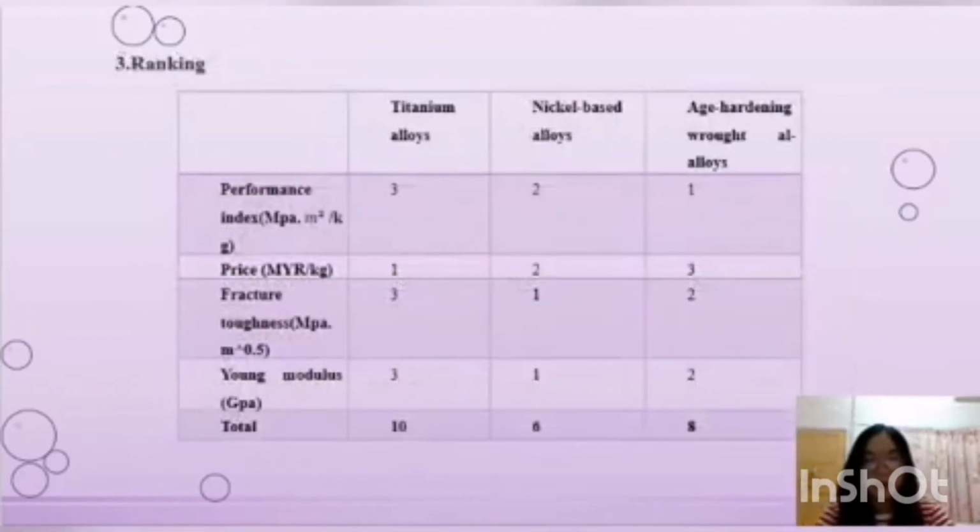The third step of material selection strategy is ranking. As you can see, titanium alloy has the highest ranking, which is 10, followed by age hardening rod aluminum alloy, which is 8, and lastly nickel-based alloy, which is 6. This means that titanium alloy is the most suitable material for elbow replacement.